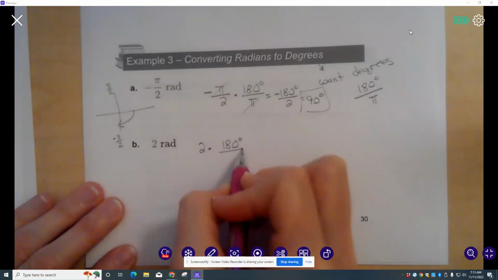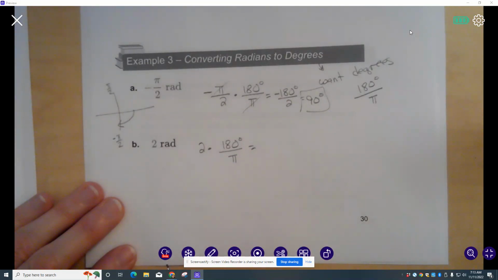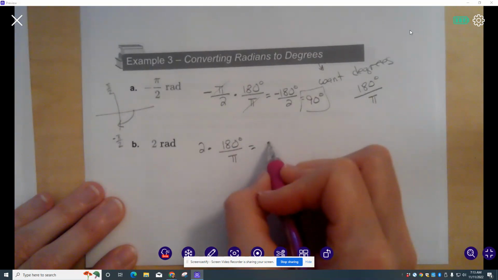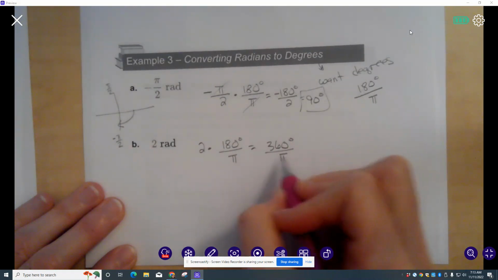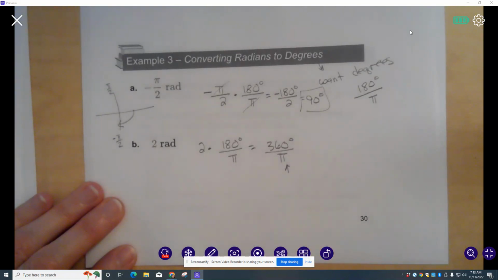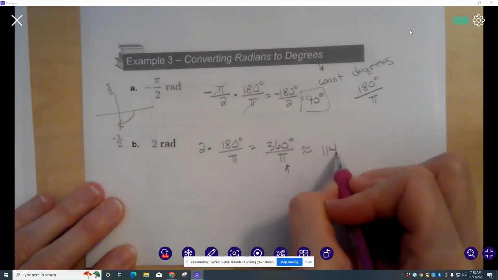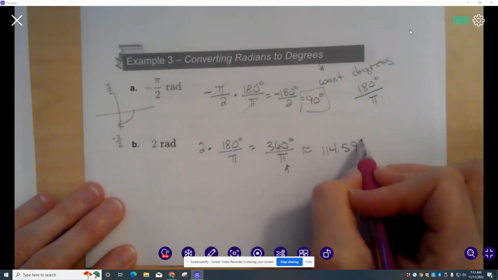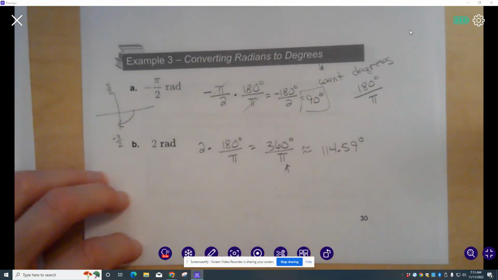It's weird. It doesn't have the pi in it. I'm still going to multiply by what I have there. So I'm going to get 360 degrees over pi. So this is like pi, the number in your calculator. This is going to be approximately 114 degrees, 0.59.